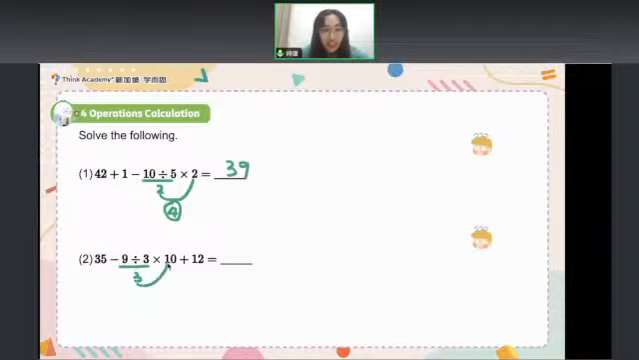That is 30. So following this again, we just start from the left side to the right side. That is 35 minus 30 and then plus 12. Okay, what is the final answer? What is the final answer? 35 minus 30 and then plus 12. What is it?